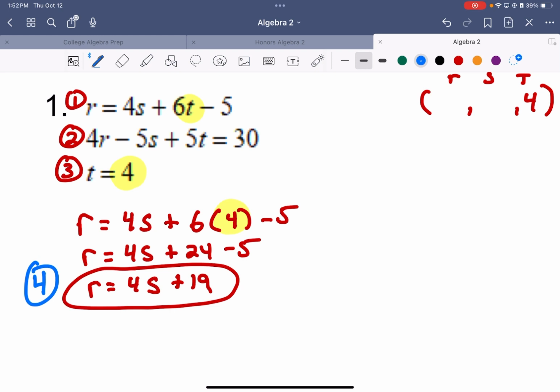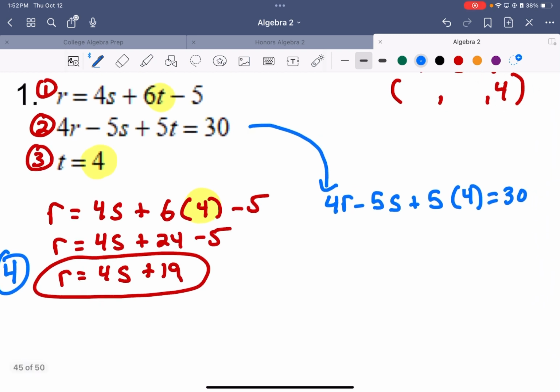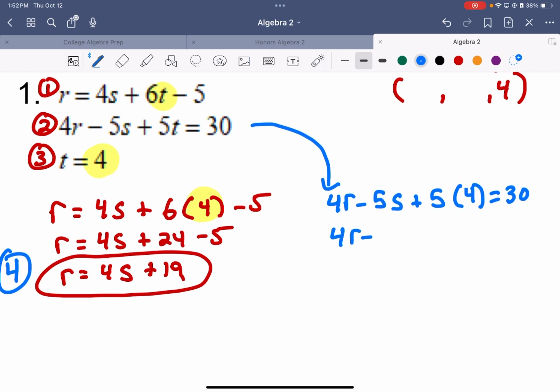Now I'm going to do the same thing with equation number 2. Anywhere I see a T, I'm going to replace it with what I know T is equal to. So here's my second equation. I'm going to rewrite it as 4R minus 5S plus 5 times T, but I know T is 4, and that's going to equal 30. Now I'm going to simplify. 4R minus 5S plus 20 equals 30.